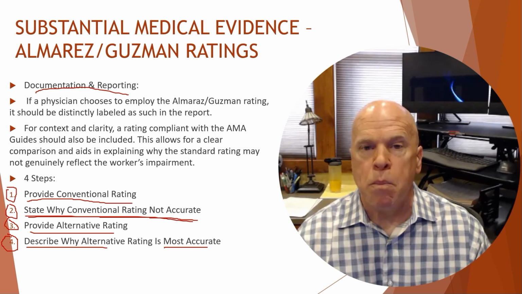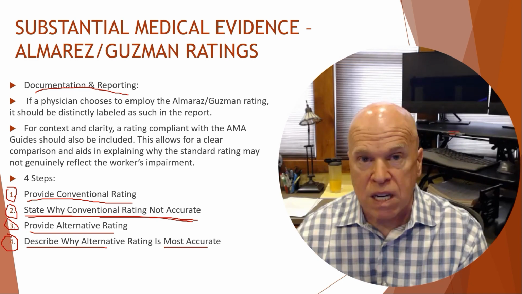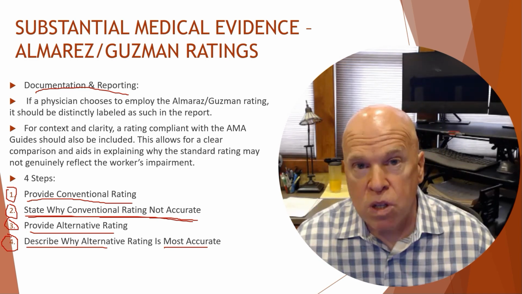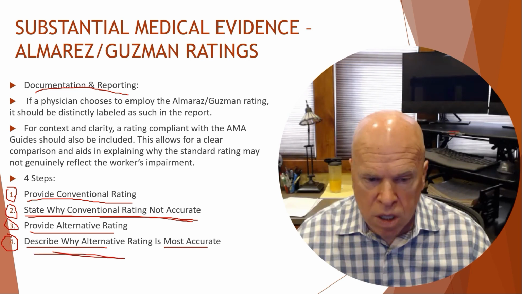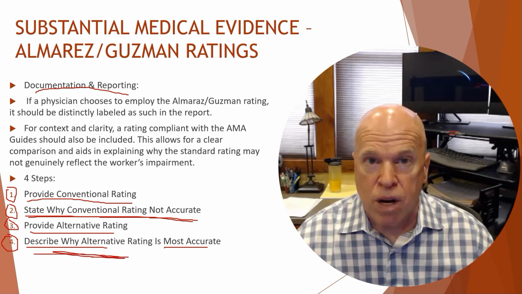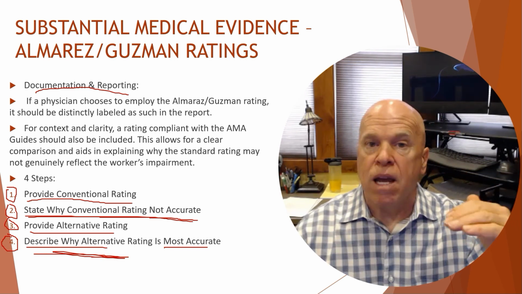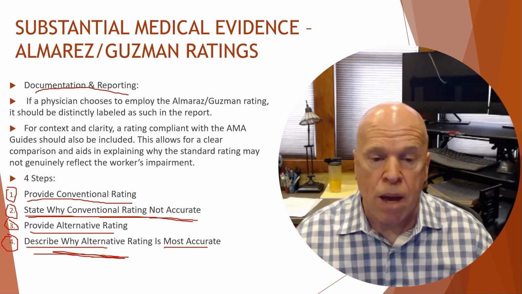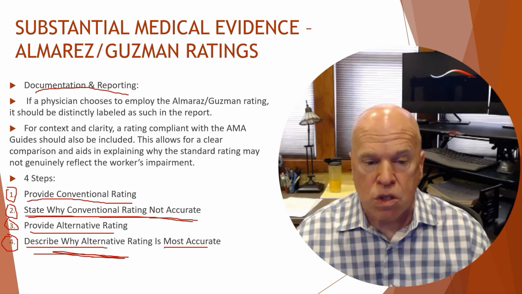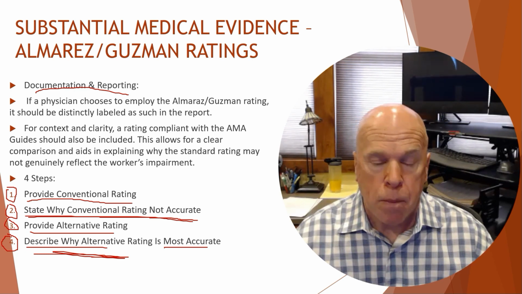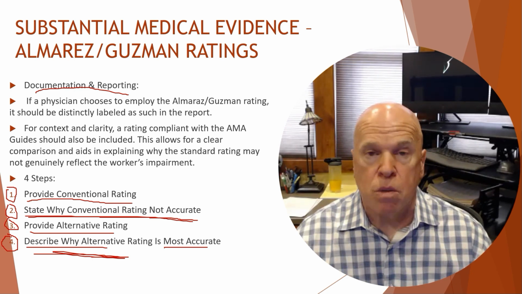So this is an example where you're allowed to jump out of the conventional chapter, which would be Chapter 17, and jump into a different chapter within the four corners of the AMA guides, as long as you can explain why that alternative impairment rating is most accurate, and as long as you can explain why with multiple compelling and voluminous reasons, with emphasis on the compellingness of the reasons. More important than voluminous reasons are compelling reasons based upon the facts of the case.